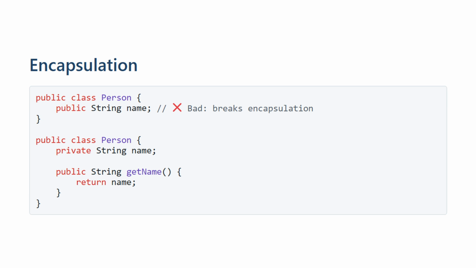Setters are optional. Only add them if external code should be allowed to change the state. When you do expose mutation, do it through meaningful methods that enforce your rules. The guiding principle is simple. Keep internals private, expose clear behavior, and make sure objects are valid from the moment they're constructed.